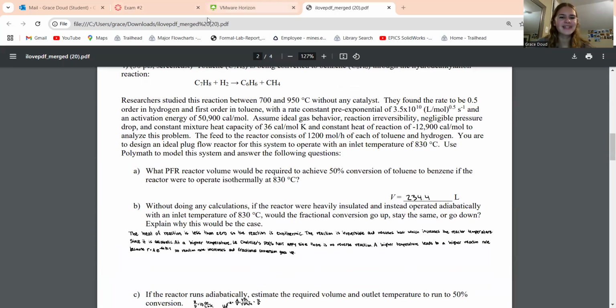Let's go over to my VMware for part A to achieve 50% conversion if it's isothermal. Oh, it's not letting me switch. Just a sec. Hello? Okay, there we go.